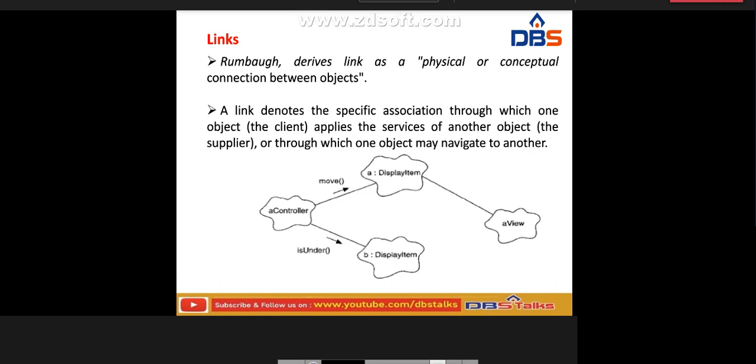A link denotes the specific association through which one object applies the service of another object, or through which one object may navigate to another object. That is called a link. It was defined by Rumbaugh, one of the authors, as the specific association through which one object applies the service of another object.